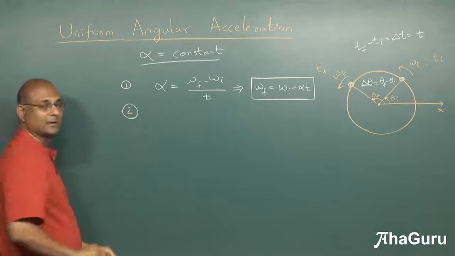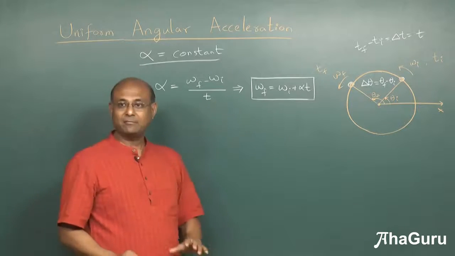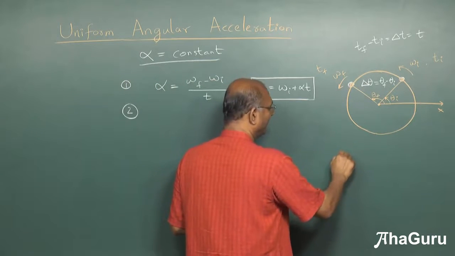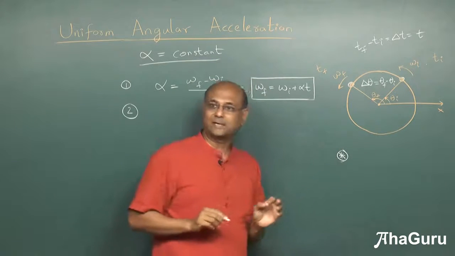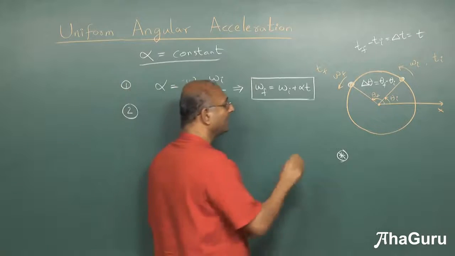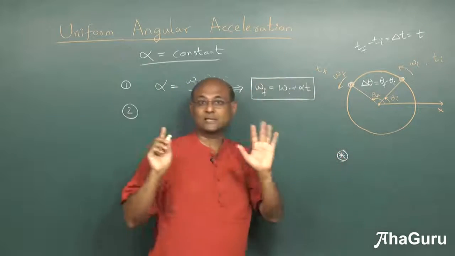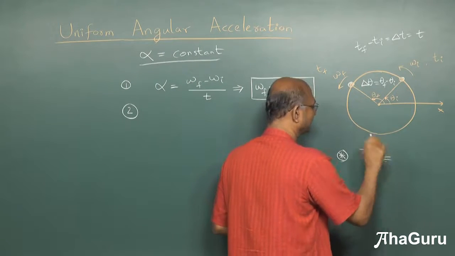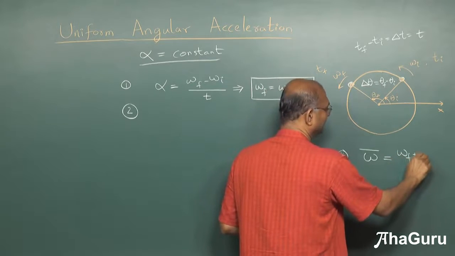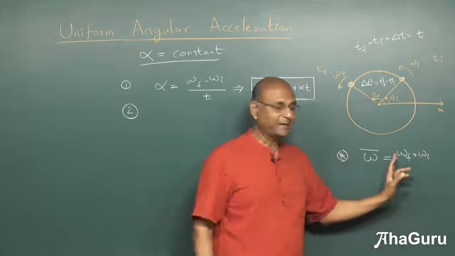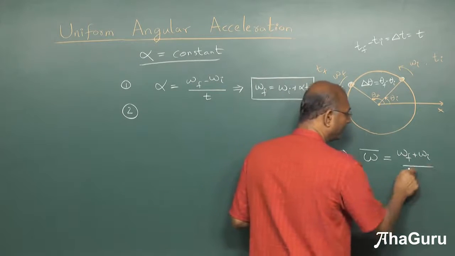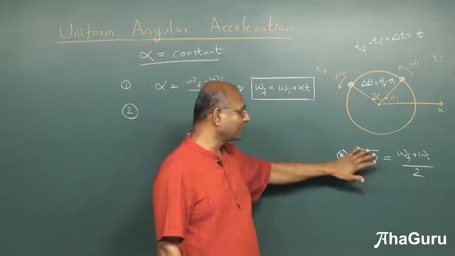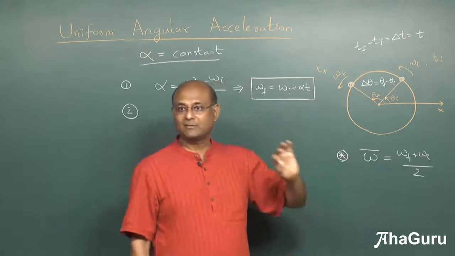The second is something that we will derive starting from something even more important. So I will write a statement here. I am going to put a star so that you see that this is the most important statement. The most important statement is when you have uniform angular acceleration, only for uniform angular acceleration, we can write average angular velocity as final angular velocity plus initial angular velocity by 2. For average angular velocity, you can just write final angular velocity plus initial angular velocity by 2.